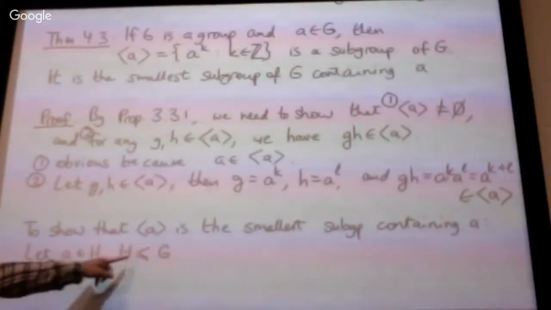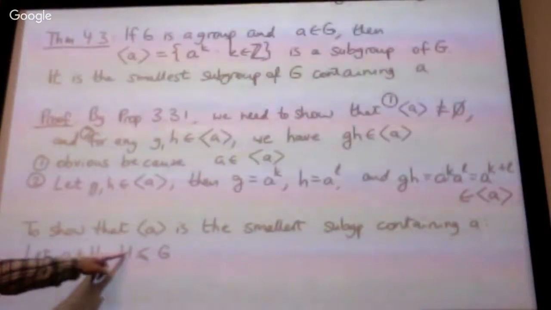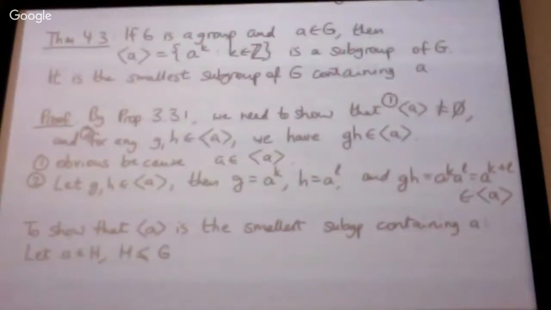That's a subgroup. Killian used less than or equal to for subgroups. Okay. Well, H subgroup of G. So what we want to show is that the C thing.